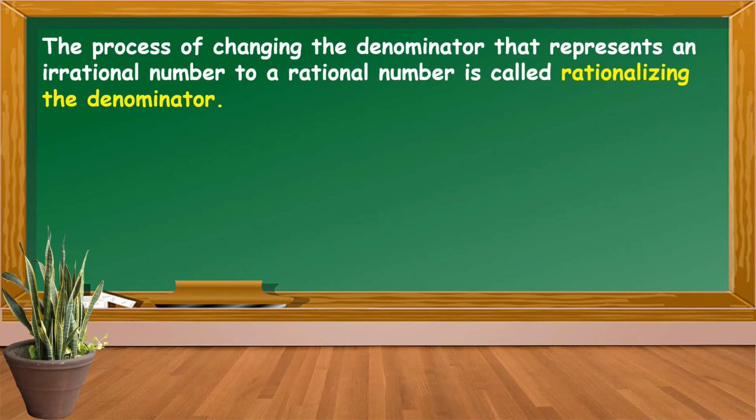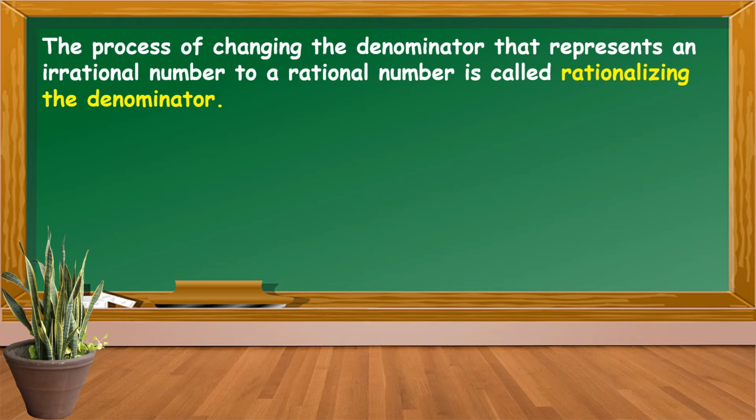The process of changing the denominator that represents an irrational number to a rational number is called rationalizing the denominator. Now, there are cases where the numerator and denominator are not divisible. So, we can only say that a radical is in simplified form when there is no radical in the denominator.